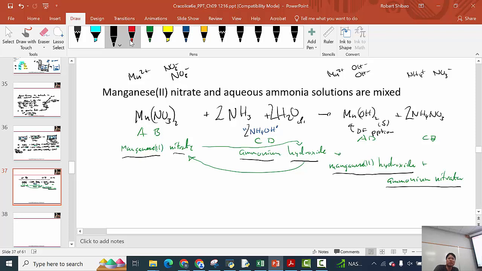Formation of solids is called precipitation. So the driving force is precipitation of manganese 2 hydroxide. That's good. This we call the complete or full formula equation. Write the ionic equation next for this.